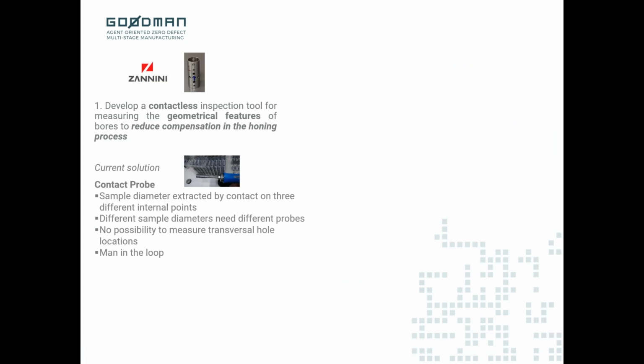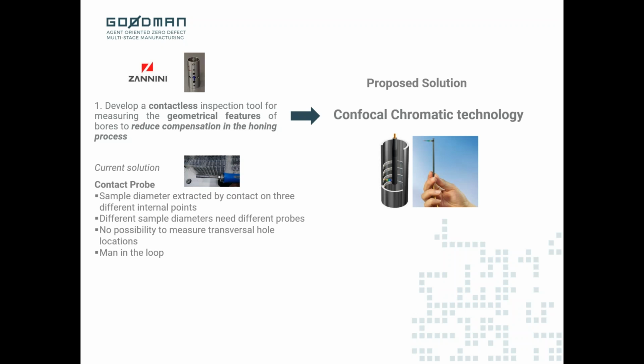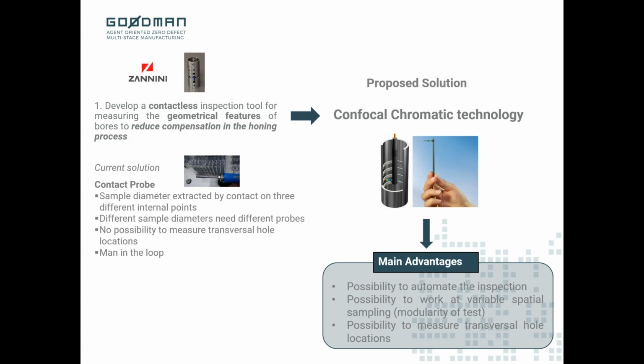So basically, the current solution for this task foresees the use of a contact probe. There are a number of issues in using a contact probe for fulfilling this task. Different sample diameters need different probes. There is no possibility to measure transversal location, and the operator is still in the loop. So what we proposed within the GO0DMAN project is to go contactless, and most of all, to use a confocal chromatic technology to perform the measurement.